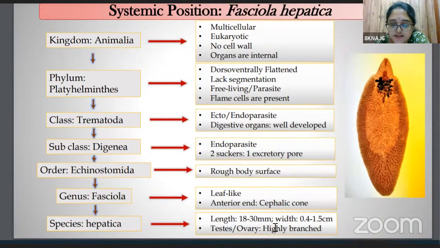The ovaries and the testes are highly branched, leaf-like, and you have the cephalic cone or the oral cone or the head lobe at the anterior end, having a small circular aperture, which is the mouth. A circular disc surrounds the mouth, well known as the anterior or oral sucker, which acts as the suctorial organ.